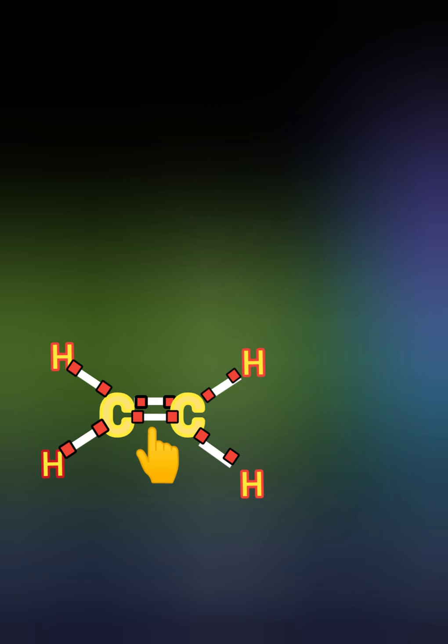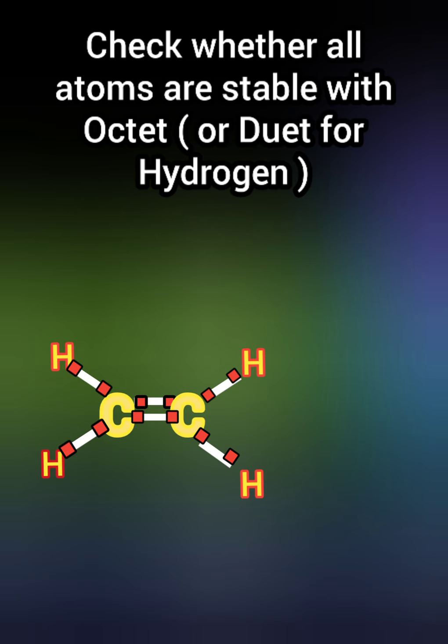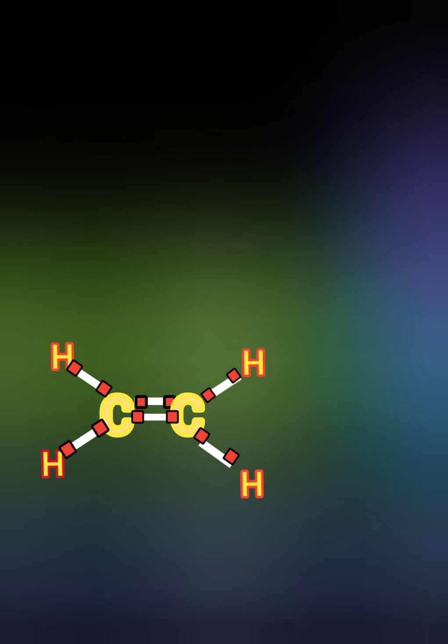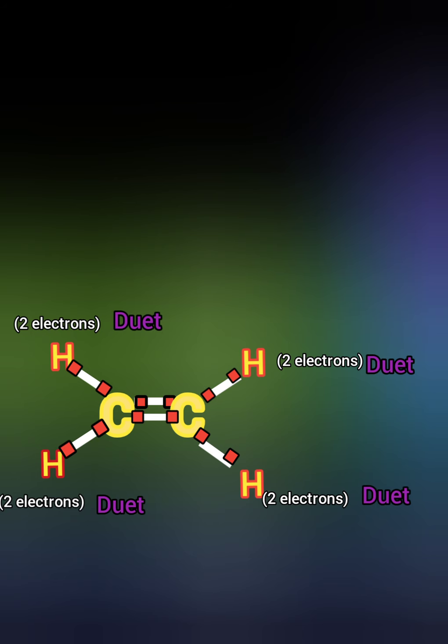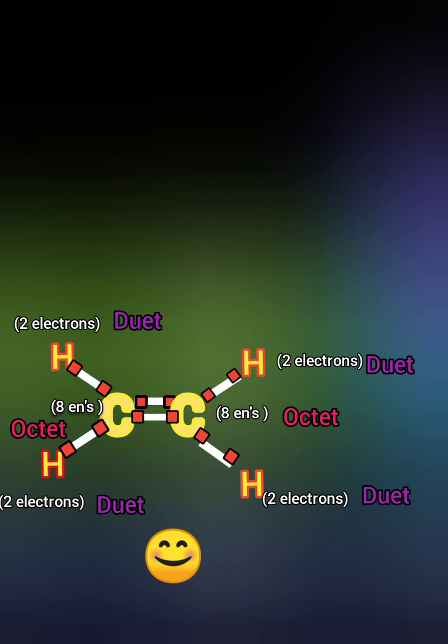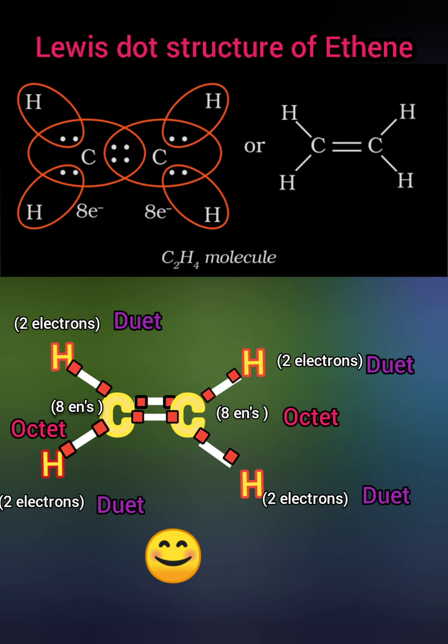Finally, once again check whether all atoms are stable with an octet, or a duet for hydrogen. The 4 hydrogens are stable with 2 electrons, a duet, and the 2 carbons are stable with 8 electrons, an octet. Now the Lewis dot structure of ethene is complete.